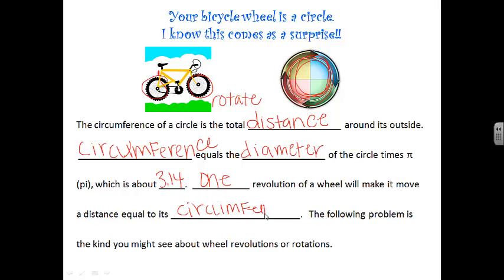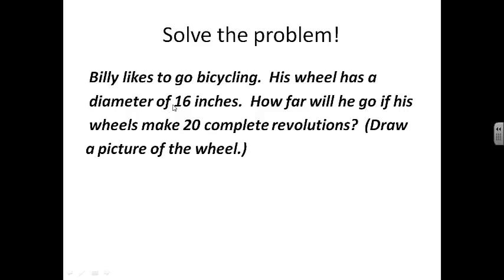All right, so if this is really confusing, I'm going to read it one more time and then we're going to do an example. The following problem is the kind you might see about a wheel revolution or rotation. So revolution means the same thing as rotation, okay? So let me read this again. The circumference of a circle is the total distance around the outside. Circumference equals the diameter of the circle times 3, which is about 3.14. 1 revolution, or 1 time around that your bike would move, will be equal to its circumference. Okay, so let's do this example.